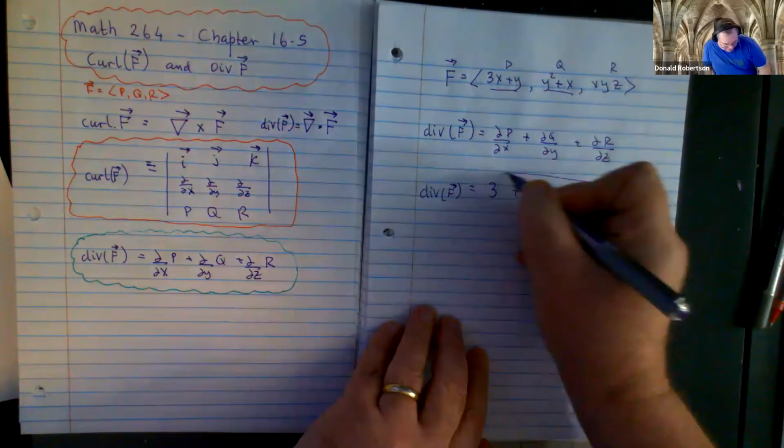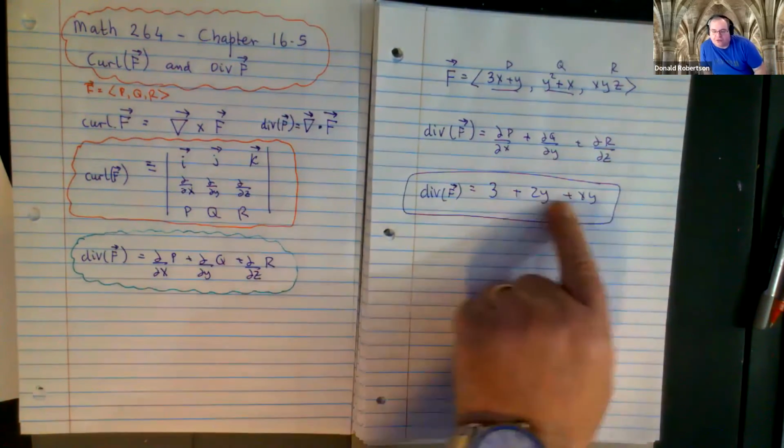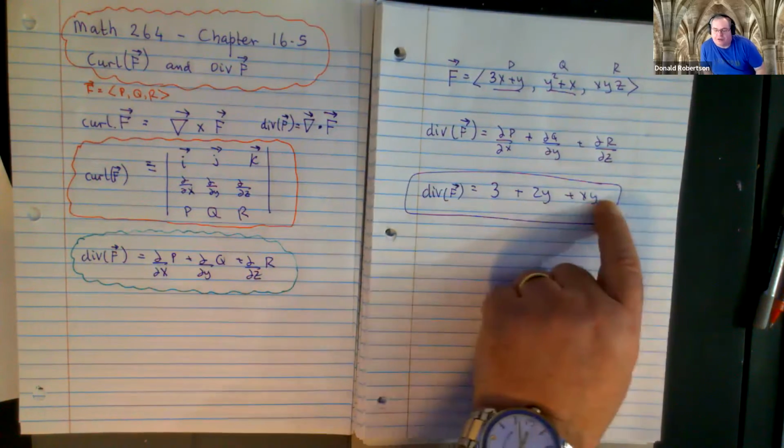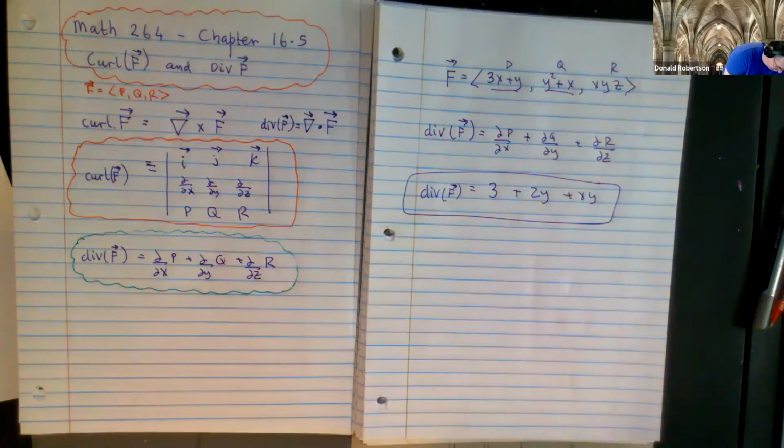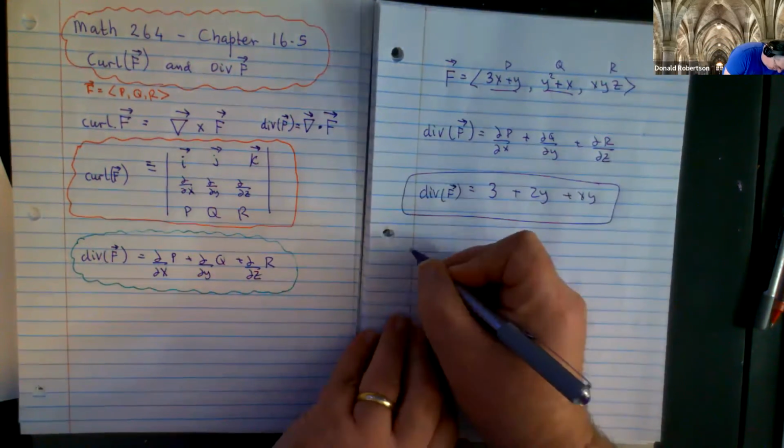So the divergence of F is this expression. Do you notice that is not a vector? It's just an expression, essentially a one-dimensional object. Now, to calculate the curl of F, that's much messier.